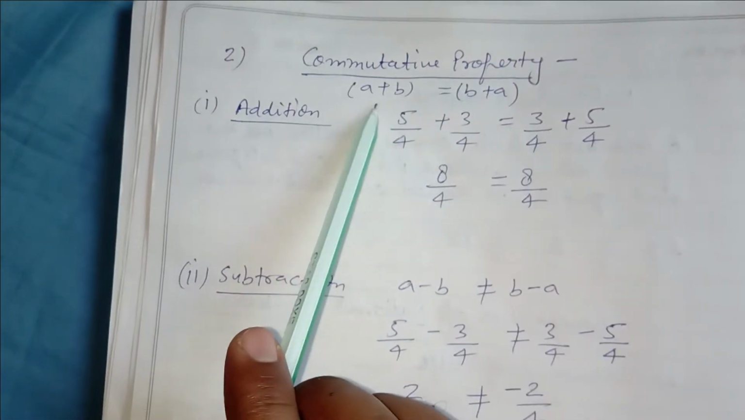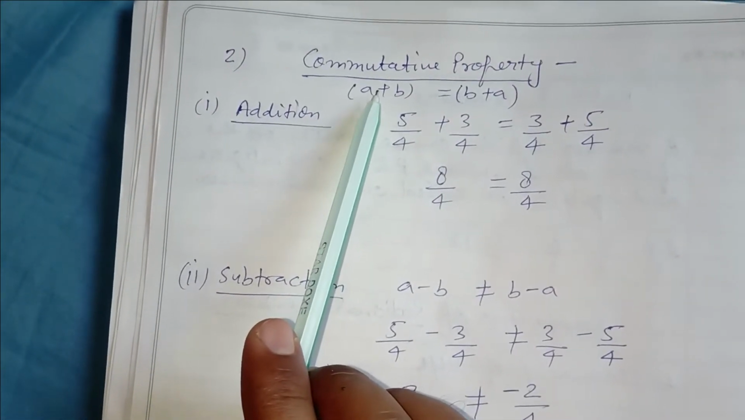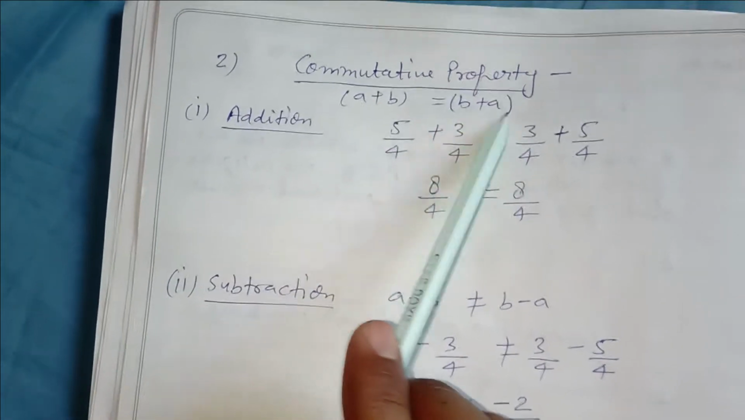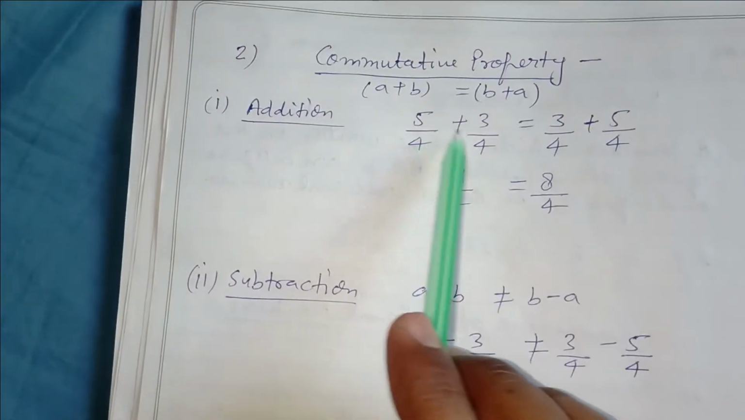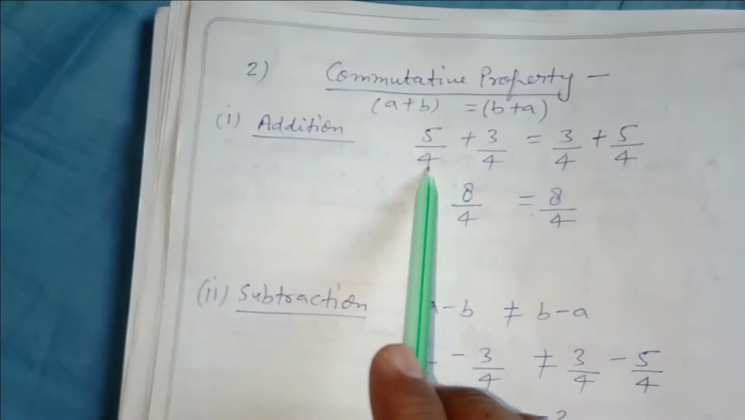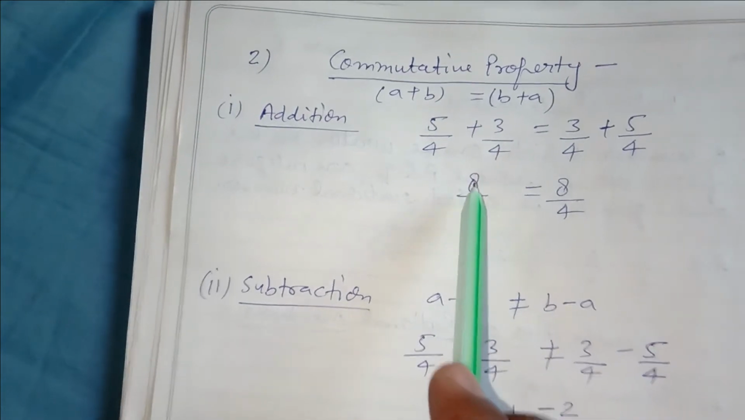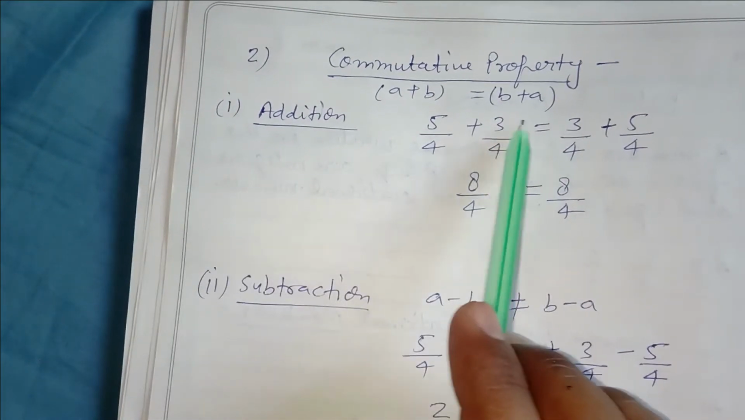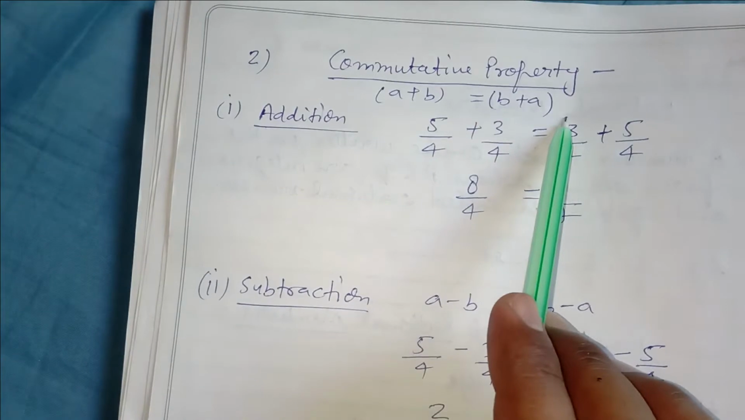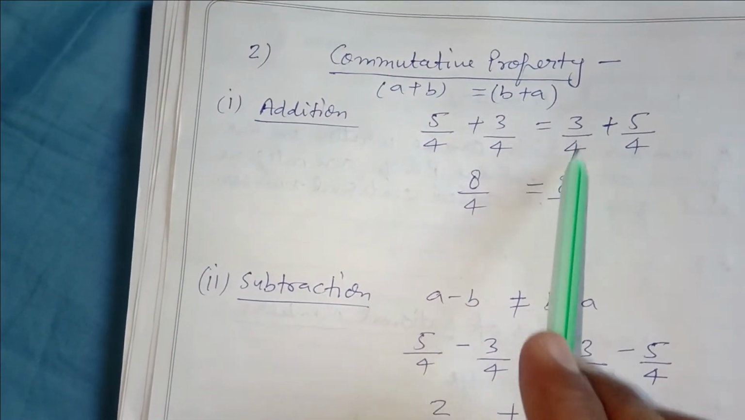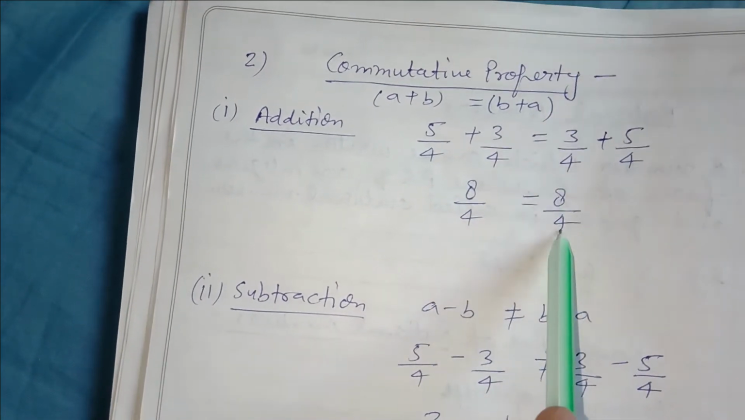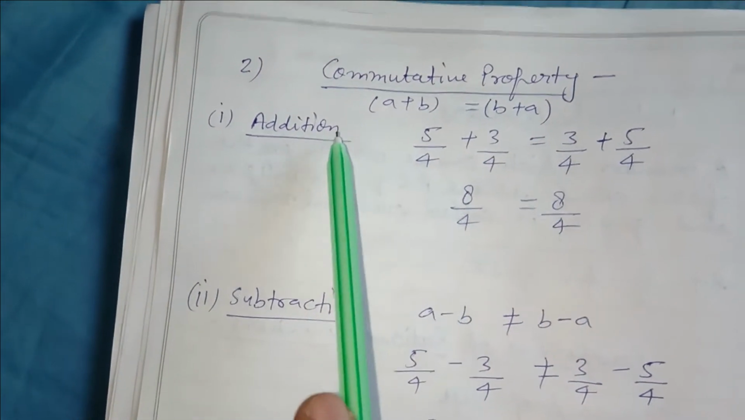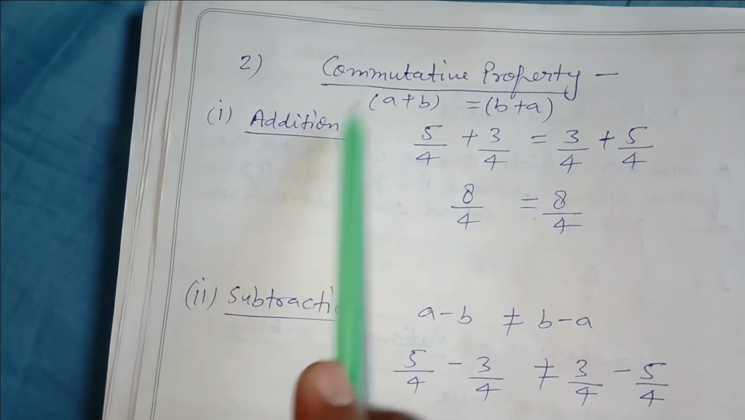For commutative property, we know that for addition a plus b equals b plus a. We just take an example. We just add two rational numbers, just like 5 by 4 plus 3 by 4. What we get? 8 by 4. Now apply the property a plus b equals b plus a. b plus a is 3 by 4 plus 5 by 4. What we get? 8 by 4. 8 by 4 equals 8 by 4. So we can say that for addition it is a commutative property.